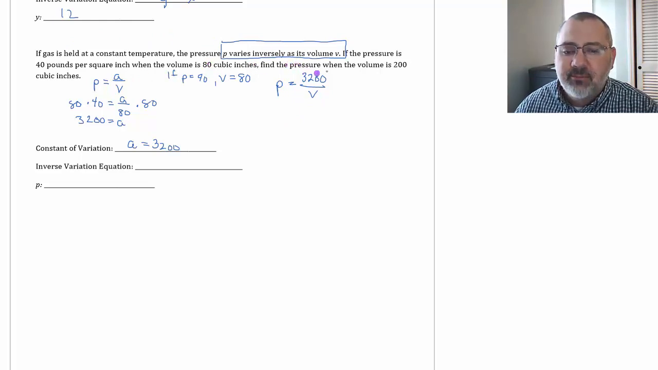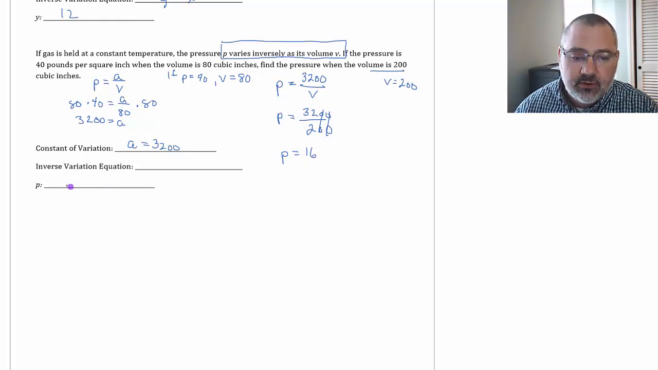But now it says, find the pressure when volume equals 200. So P equals 3,200 divided by our volume, or 200. Now the zeros go away, and 32 divided by 2, P equals 16. So our pressure is 16. Now, when we're dealing with word problems, we always want units. And P, let's go back. P is measured in, pressure is 40 pounds per square inch. Pounds per square inch. Okay?